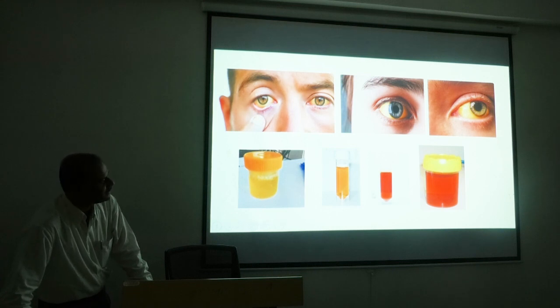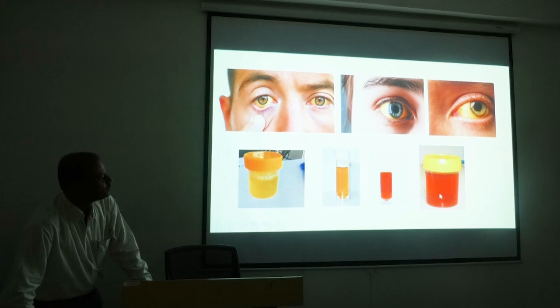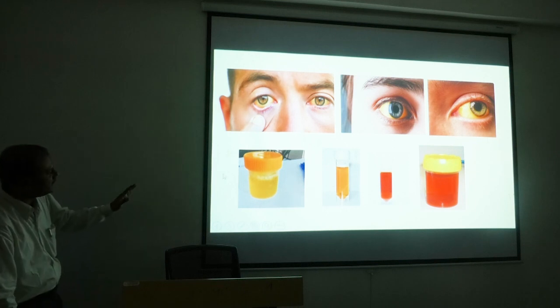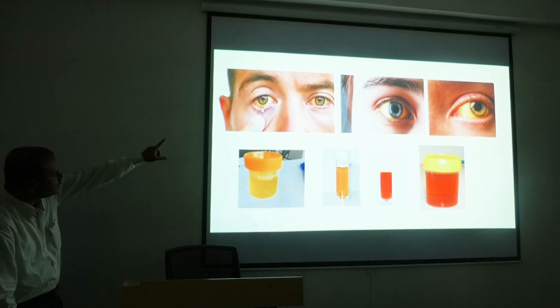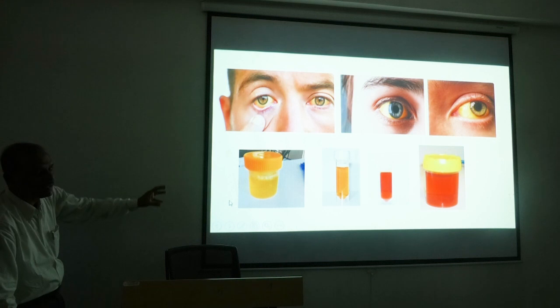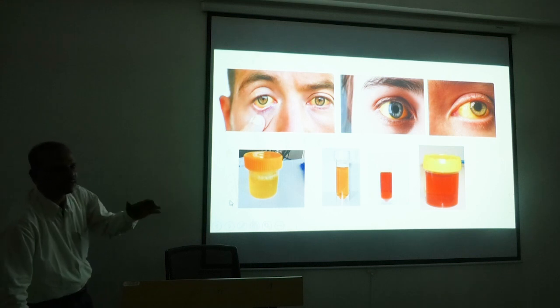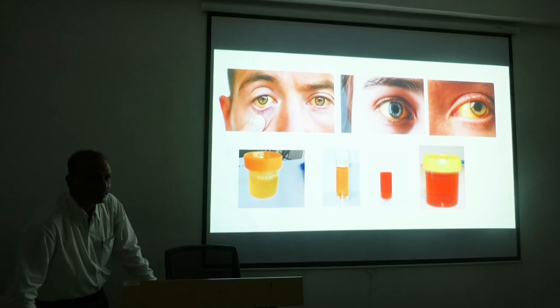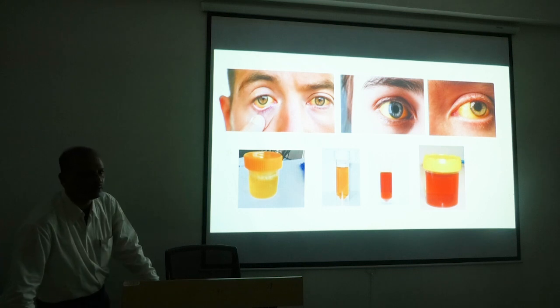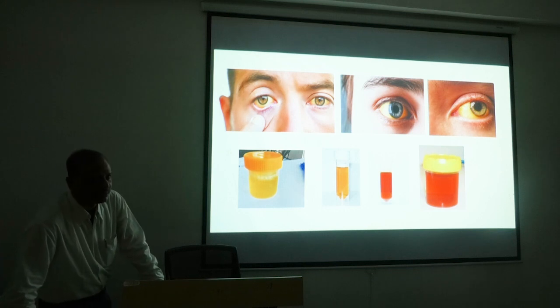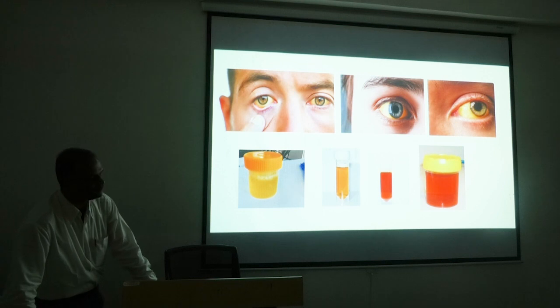Okay, now you can see that change in color. If the jaundice is still lower, then the urine discoloration will be less, slightly more than the normal color, just like concentrated urine. If you drink less water, sometimes you have noted that you pass urine which is yellowish in color. It will be something like that.